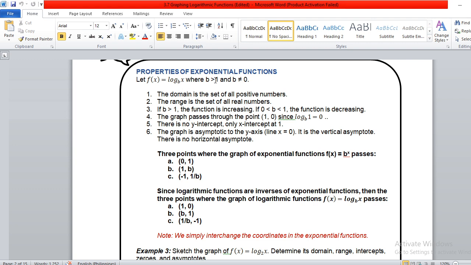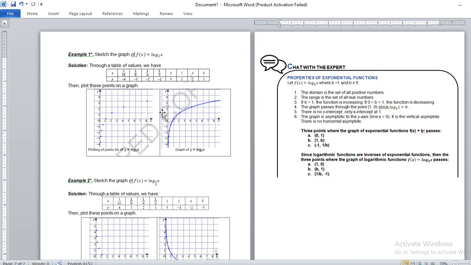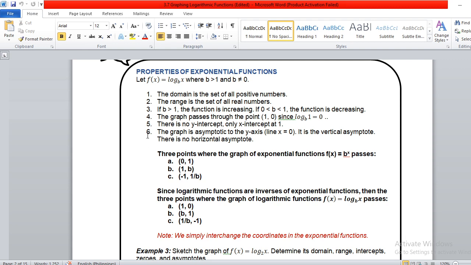If we notice, when our b is greater than 1, let's look closely at our b. The b is positive 2 here, which is greater than 1. Okay, we can see that our domain, the values of x, are all positive, while our range, the y values, are all real numbers. Okay, so let's go back to the properties.